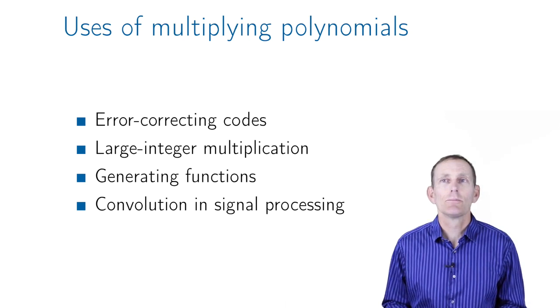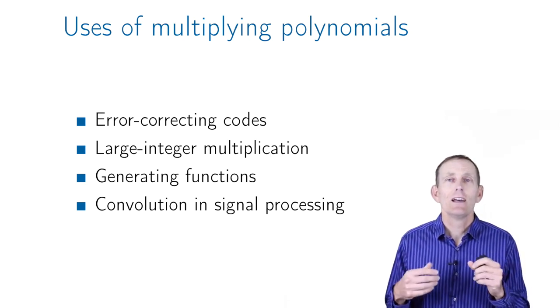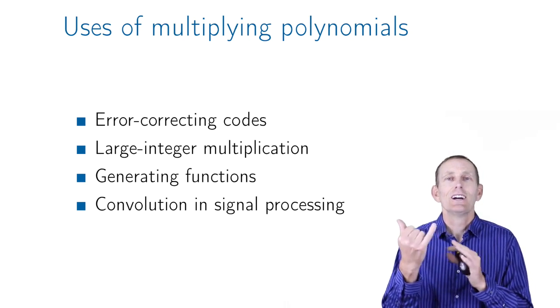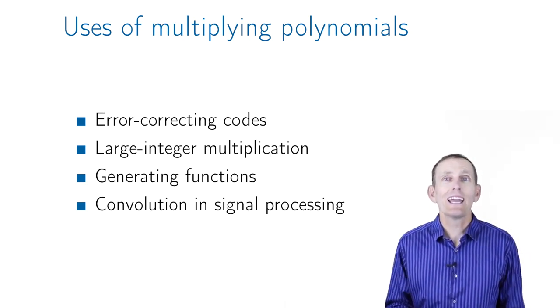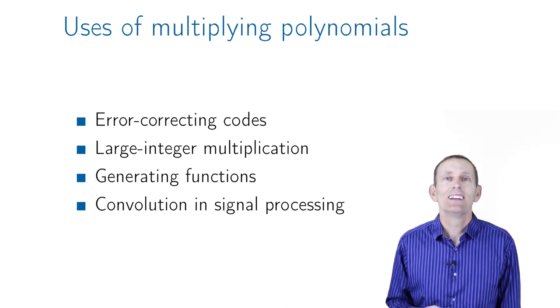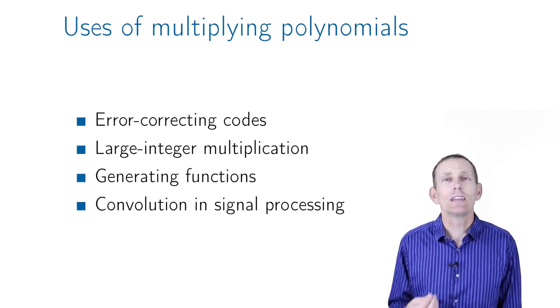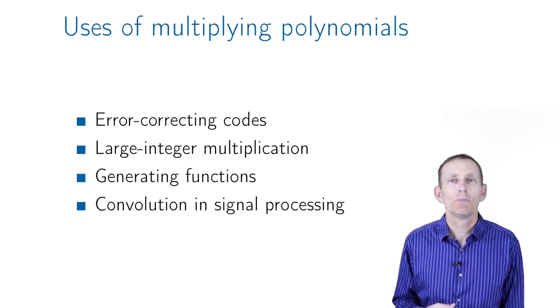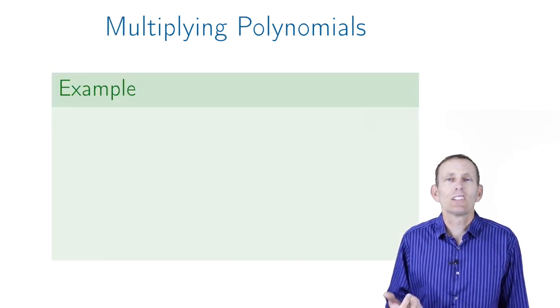Error correcting codes. If you want to multiply large integers together, right? So if you've got 1,000-digit integers and you want to multiply them together, there's a quicker way than doing it the normal way you learned in elementary school. And that uses the idea of multiplying polynomials. It's used for generating functions, for convolution. Let's look at an example.